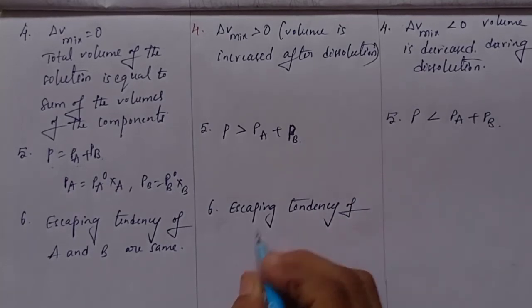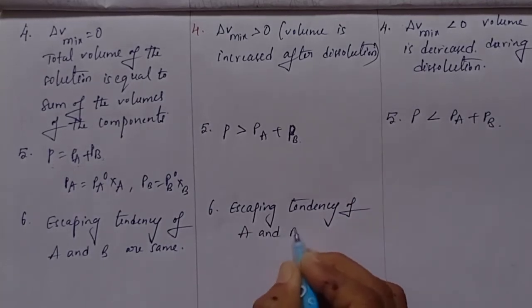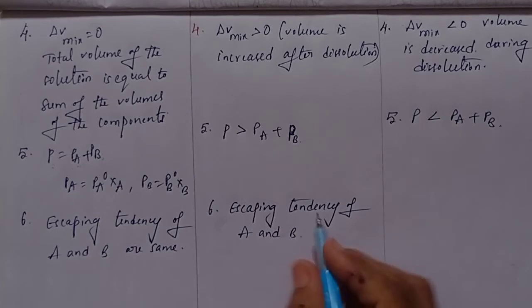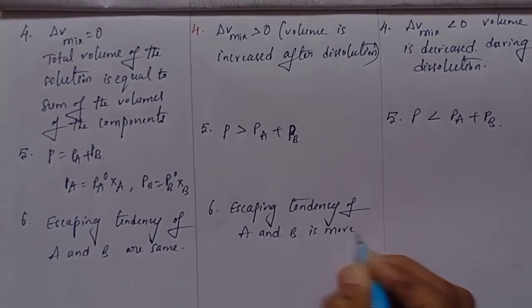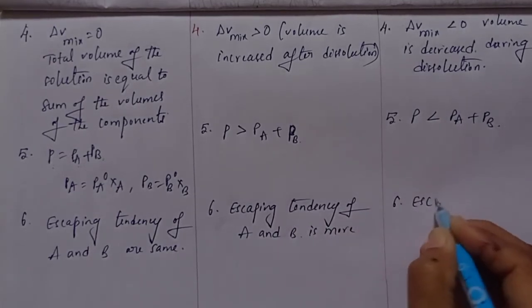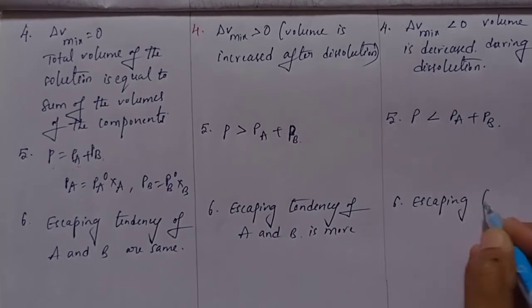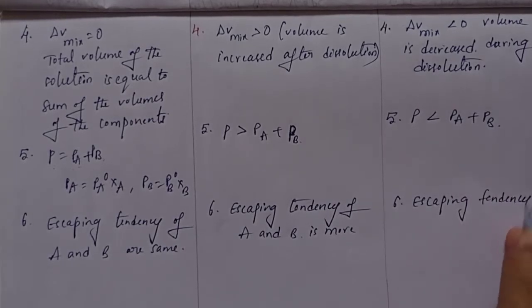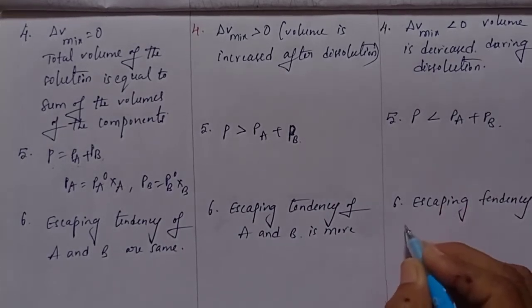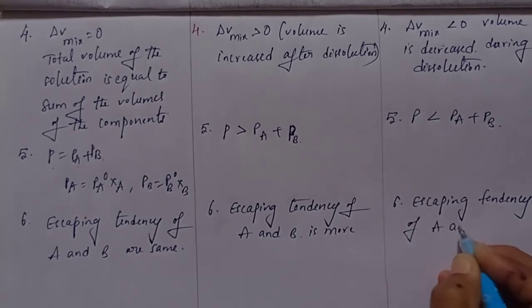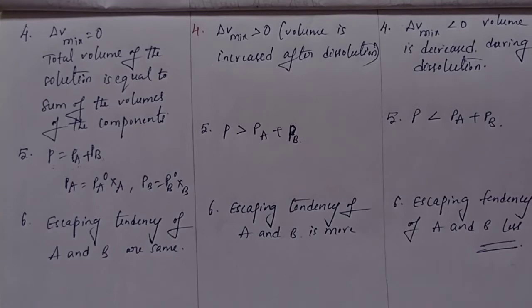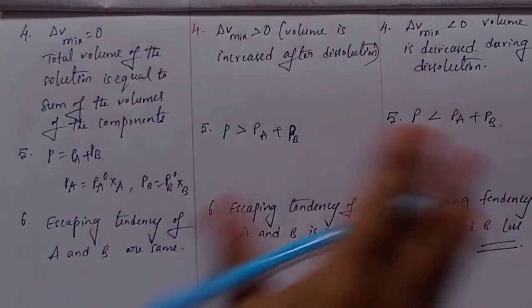Escaping tendency of A and B is more here. Escaping tendency of A and B components is less here. Clear this one, students? So these are the differences between ideal and non-ideal solutions.